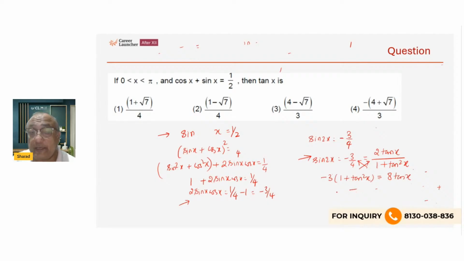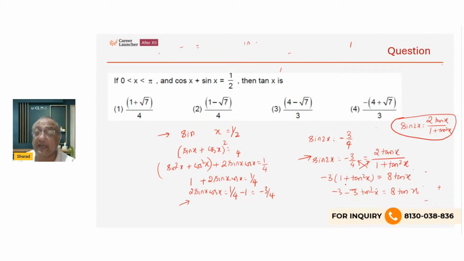So this will become minus 3 tan square x is equal to minus 8 tan x. See the beauty of this formula. Please note this formula again. Sine 2x is equal to 2 tan x upon 1 plus tan square x. If you knew this, you can solve this problem within 90 seconds. Otherwise, it will take time and you will feel a little bit lost in answering that question.